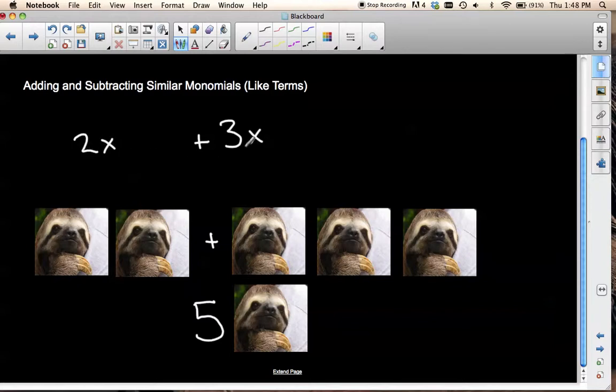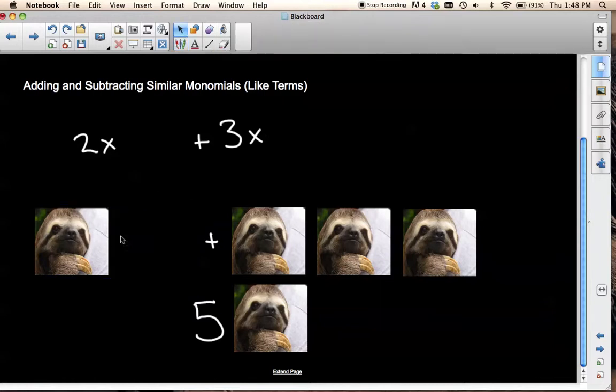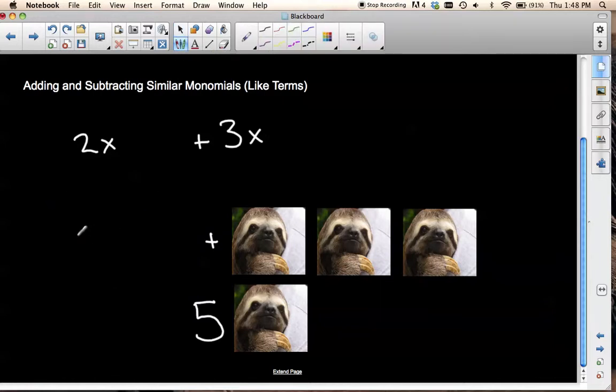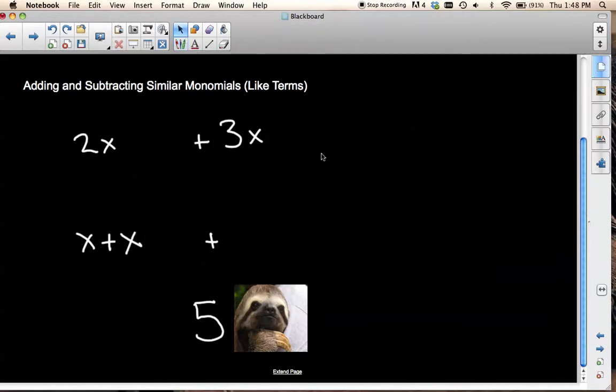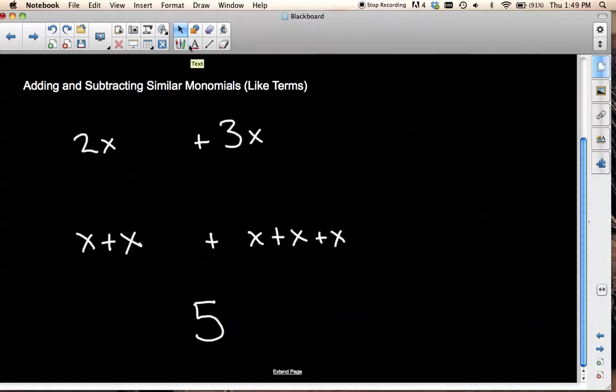So I have 2x plus 3x. So that means I have 2 x's, x plus x, and I'm adding 3 more x's, x plus x plus x. I end up with, in total, 5x. That's all combining monomials is, adding and subtracting similar monomials.